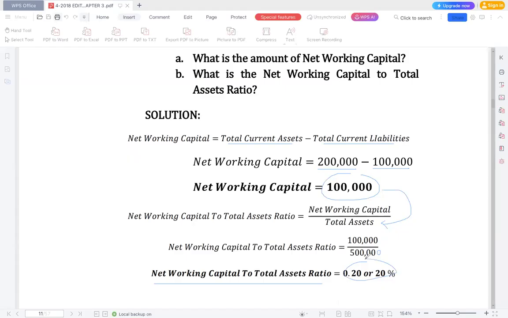So the higher the net working capital, the better. And that is for the so-called liquidity ratios.